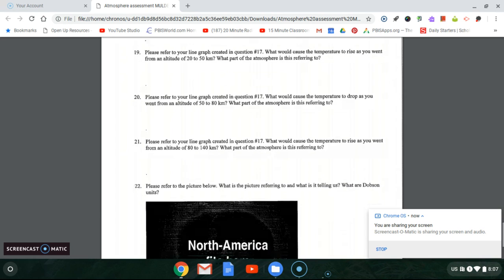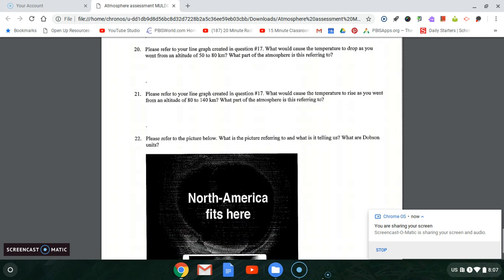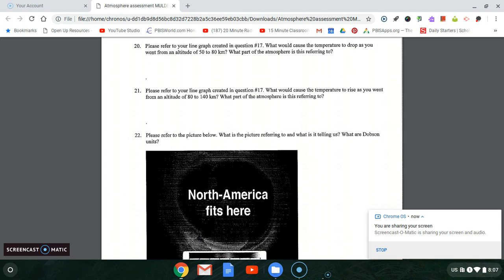Number 19, refer to your graph created in question 17. What would cause the temperature to rise as you went from 20 to 50 kilometers? And what part of the atmosphere is that referring to? So what causes the rise in temperature from 20 to 50 kilometers? And what part of the atmosphere is that? Hit pause if you need to.